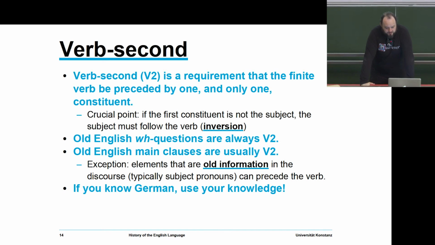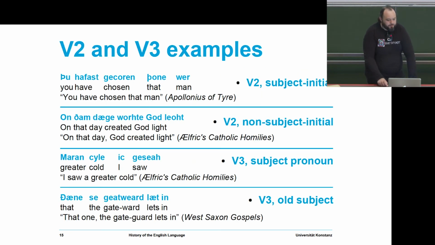So if you have an element that is old information in the discourse, that is, if your subject is something that has been mentioned previously in the discussion, then you can put it before the verb and you can break the verb second rule in some limited cases. So the verb second rule in Old English is not an absolute rule for main clauses. It's an absolute rule for WH questions, but it's not an absolute rule for declarative main clauses. So here's some examples.